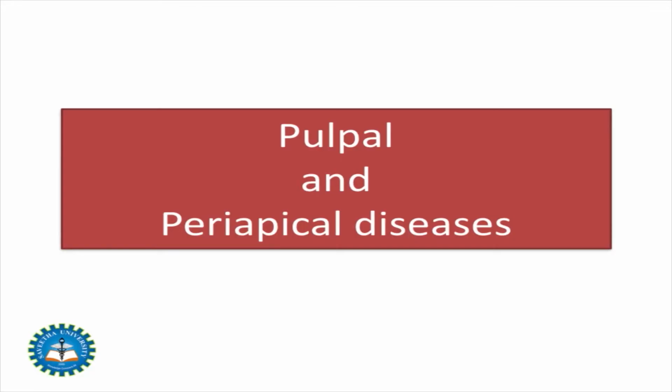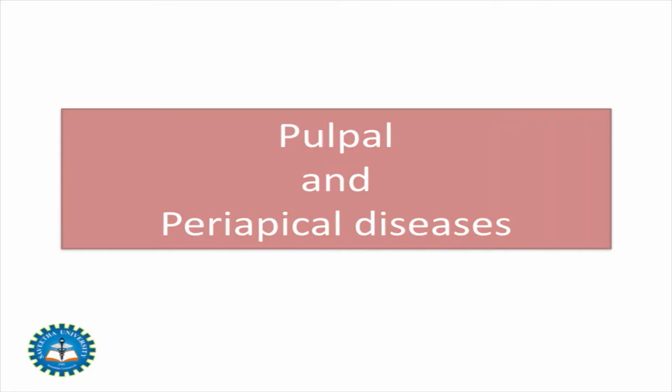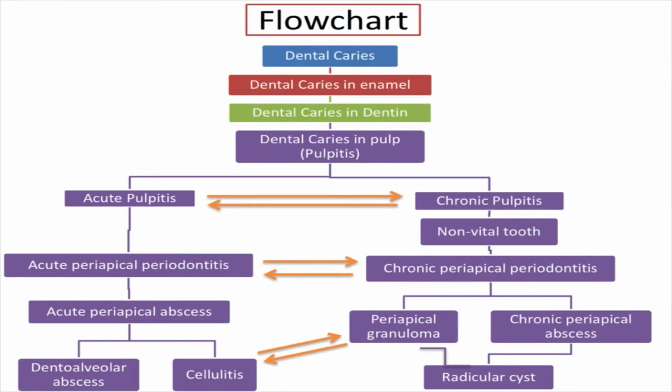Today, we'll be seeing about the pulpal diseases and sequelae of pulpal diseases. Here is a flowchart that summarizes the entire sequelae of events starting from dental caries involving the enamel, dentine, pulp, supporting periodontal region, and finally it can lead to either an abscess or a dental cyst.